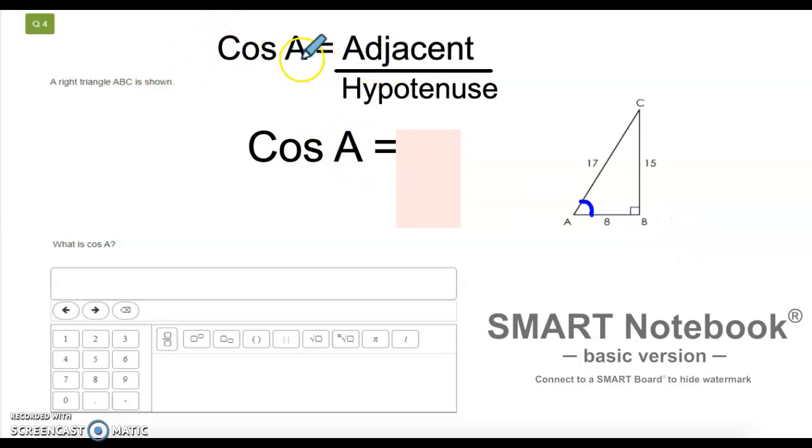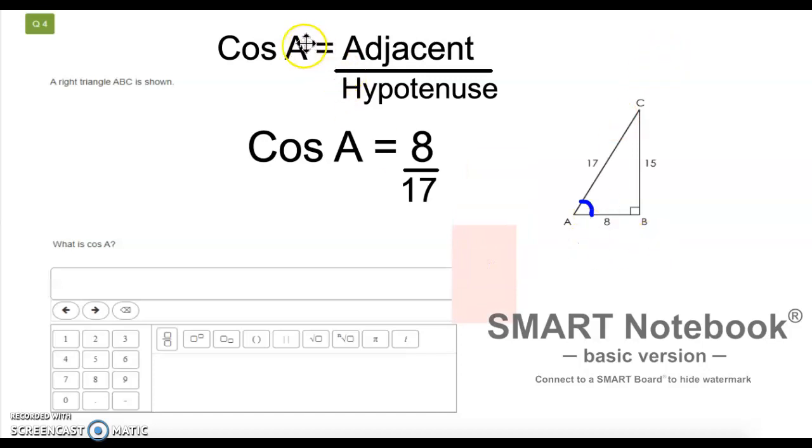for cosine of an angle is the adjacent leg over the hypotenuse. So we're comparing the length of the adjacent leg to the length of the hypotenuse. In our figure here, in triangle ABC, if we're looking at angle A, the adjacent leg is the leg that touches both the reference angle and the right angle. So here, our adjacent leg has a value of 8, and our hypotenuse has a value of 17.